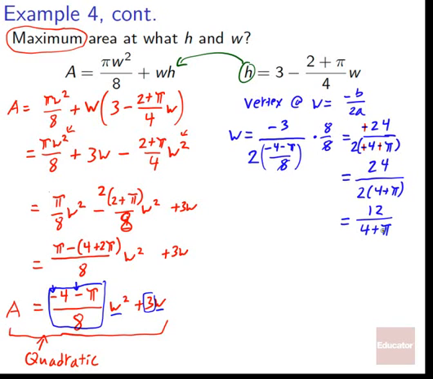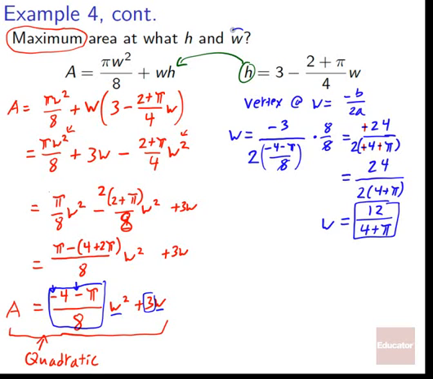Now, that was clearly a very long, very difficult problem, but we see it's actually really similar to the previous example that we just did. All we're looking for is where is the vertex? The only thing is it's couched inside of a word problem, so we just have to be carefully thinking, how do we build equations? Once we've got our equations built, how do we put them together? How do we get this to look like something where I can apply what I just learned in this lesson, how I can apply this stuff about quadratic properties? So we find out that the maximum occurs when w is equal to 12 over 4 plus pi.